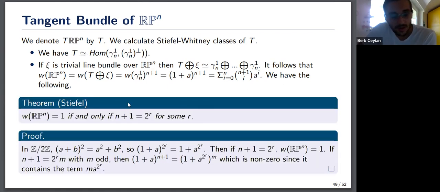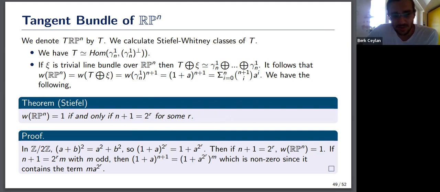And we have the following theorem. The total class of RP^n is equal to 1 if and only if n plus 1 is a power of 2. And the proof follows from the fact that the square of a sum is the sum of squares in Z mod 2Z. So (1 + a)^(2^r) is equal to 1 + a^(2^r). And if n plus 1 is a power of 2, then since 2^r is greater than n, we have the total class equal to 1.